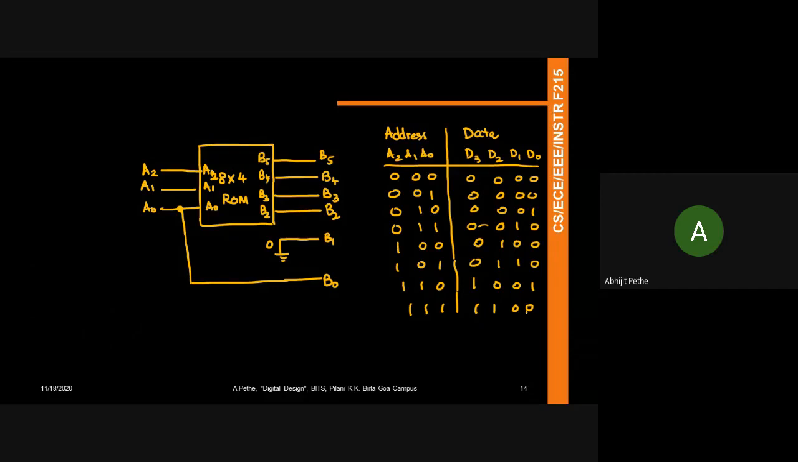Any questions here? We'll do a couple more examples in the tutorial. How do we ensure that once we have written, we can't write again? That is the functionality of the ROM, right? The assumption is that once you've written this, it's done. You're never going to write again into the ROM.